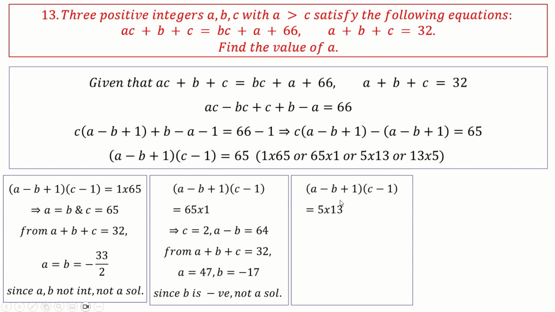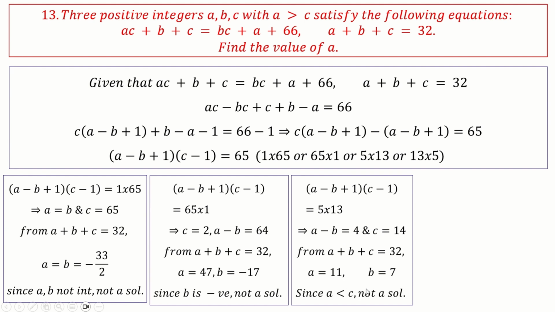Next, third, A minus B plus 1 into C minus 1 equals 5 into 13. In this case, what I will get is C equals 14 and A minus B equals 4. And from this equation, if I solve, I will get A equals 11 and B equals 7. And this is also not a possible solution, because one condition given here specifically, you can check, is A is greater than C. But in this case A is 11, C is 14.